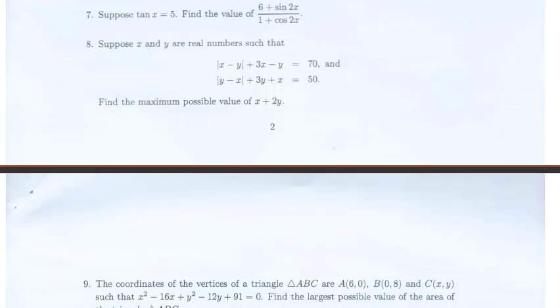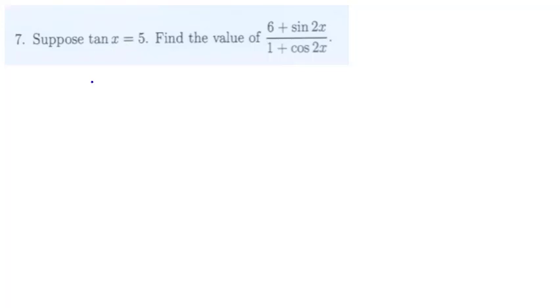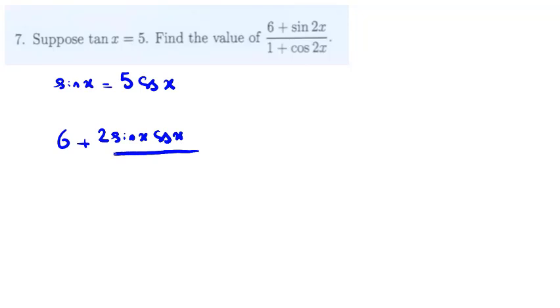SMO 2019 senior section first round problem number 7. Suppose tangent x equals 5. Find the value of 6 plus sine 2x over 1 plus cos 2x. Okay, so tangent x is 5, or we can say sine x over cos x is 5. So sine x is 5 cos x. This one, you say, okay, 6 plus 2 sine x cos x. And this one, we say 1 plus 2 cos squared x minus 1. We can cancel these 1 and minus 1.